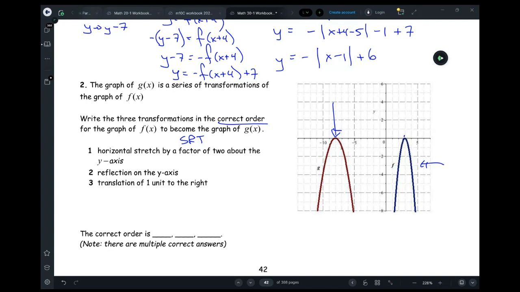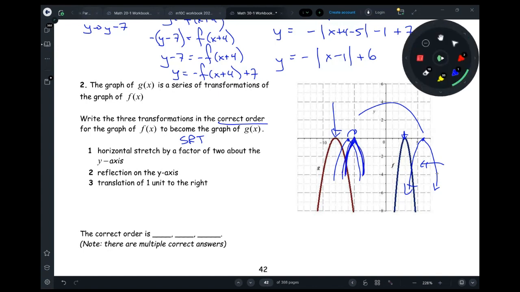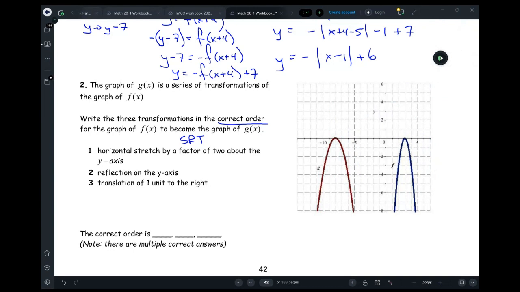So here we go. It's got a vertex here at 3, so that's going to jump out here to 6. It's going to get a little wider. Then a reflection in the y-axis means that's going to pop over to here. And then I'm going to move it 1 to the right, which would put it here. So my final parabola ends here. Well, that's not right. So basically, when they asked for the correct order, what they're asking for is the order that makes this work. The order that is taking us from f to g.